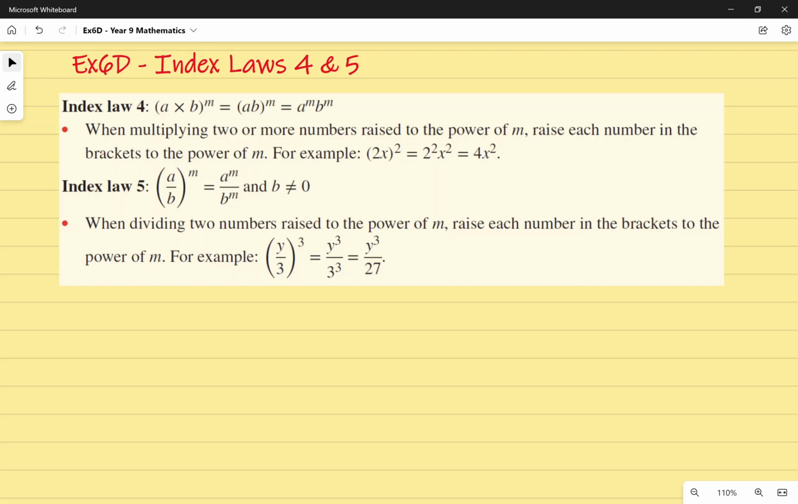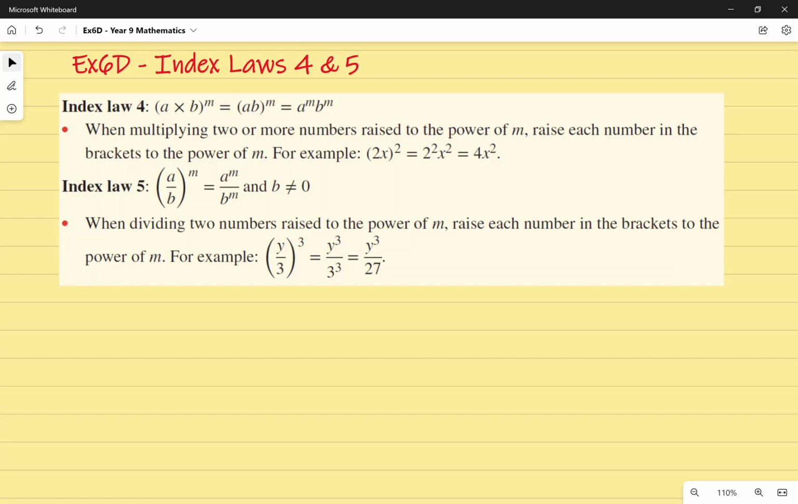So today we're going to be looking at exercise 6D, which covers index laws 4 and 5. We're mainly going to be examining cases where we have expressions with indices and either division or multiplication within a bracket, with our index on the outside of that bracket, and looking at how we express it.